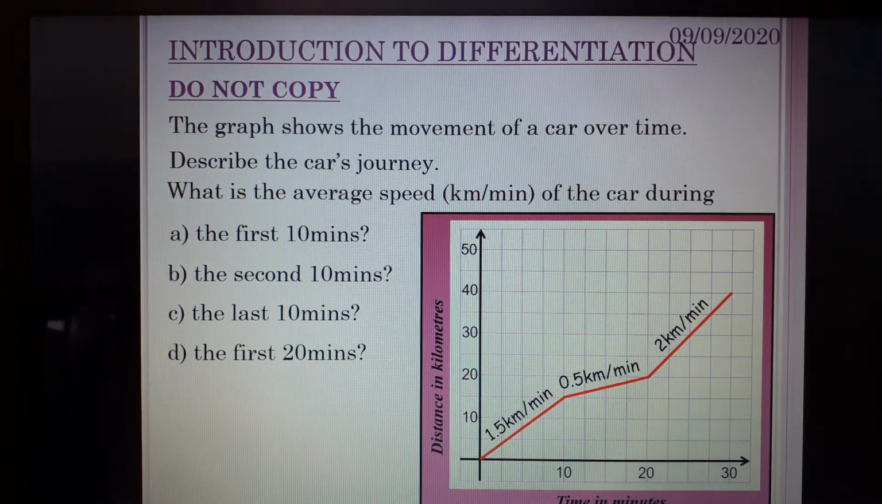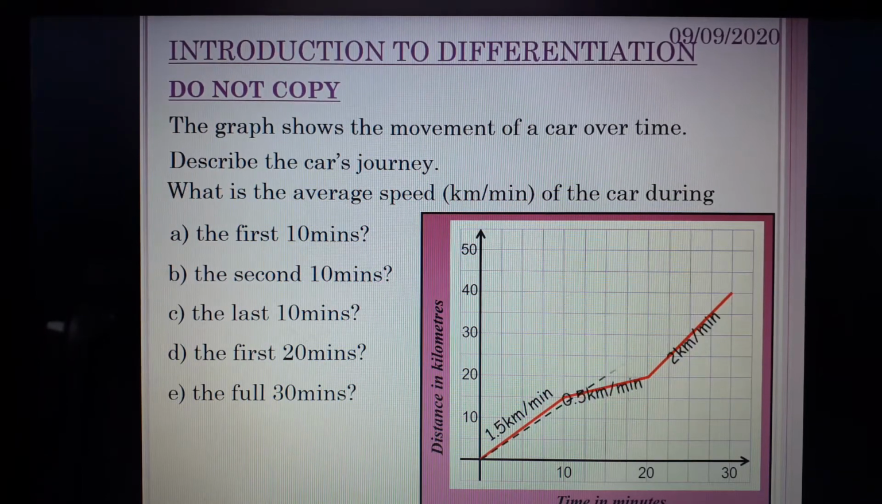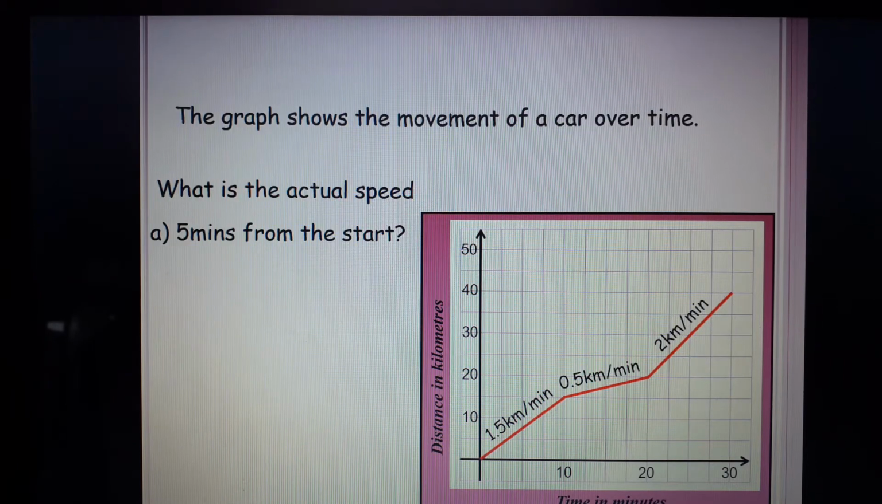Okay, and the first 20 minutes, there we go, directly from the beginning to 20 minutes in, and we look at the distance there divided by the time there. Okay, that would be a distance of 20 divided by a time of 20. That's why it's 1 kilometre per minute. And the full 30 minutes would be from start to finish. So it would be the average speed there. Okay, so that'd be your 40 divided by your 30, 1.333 kilometres per minute.